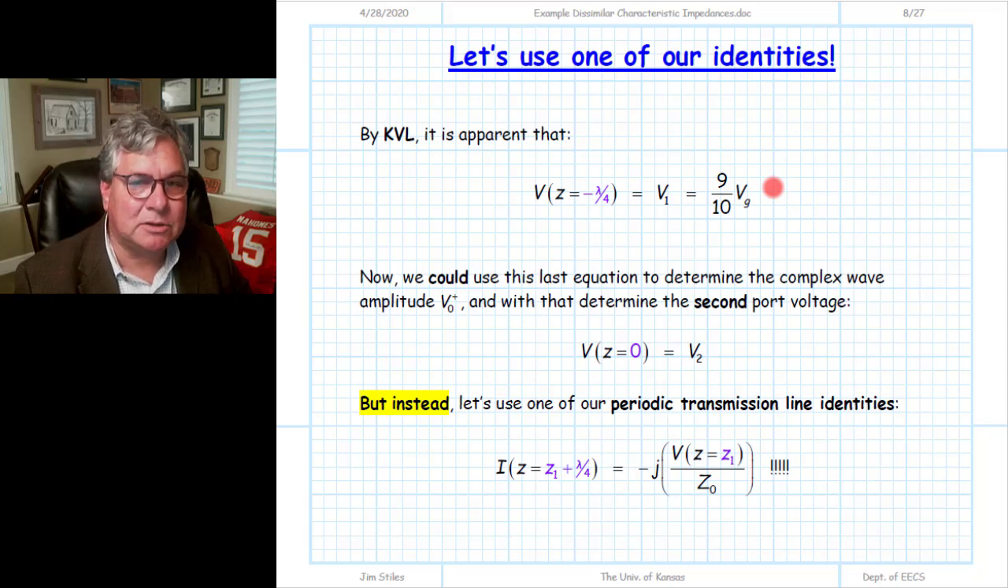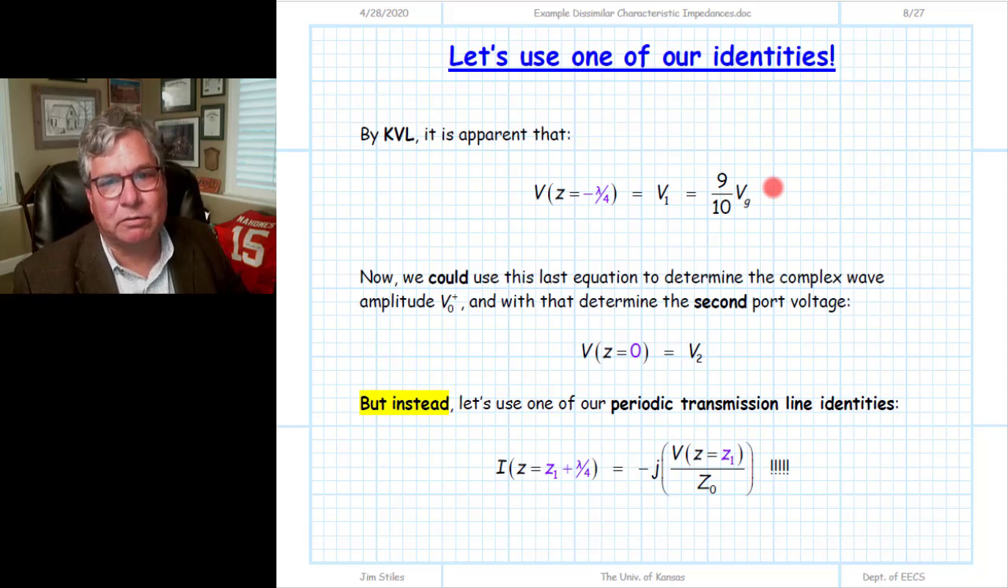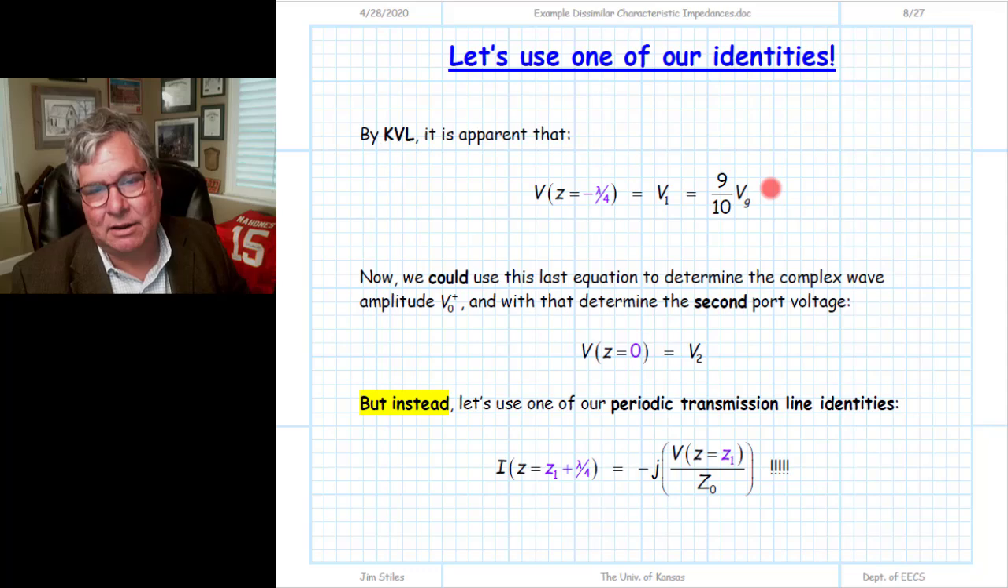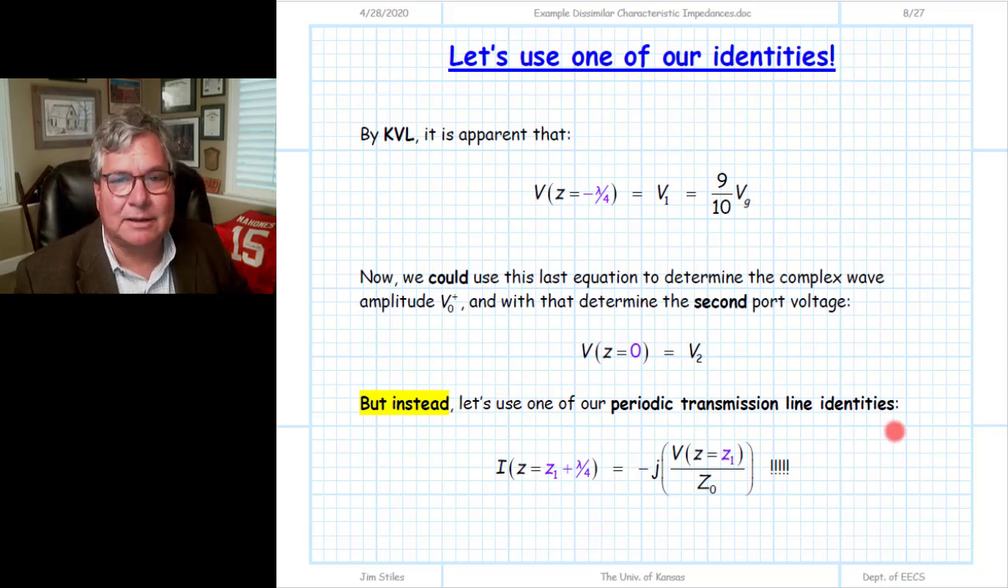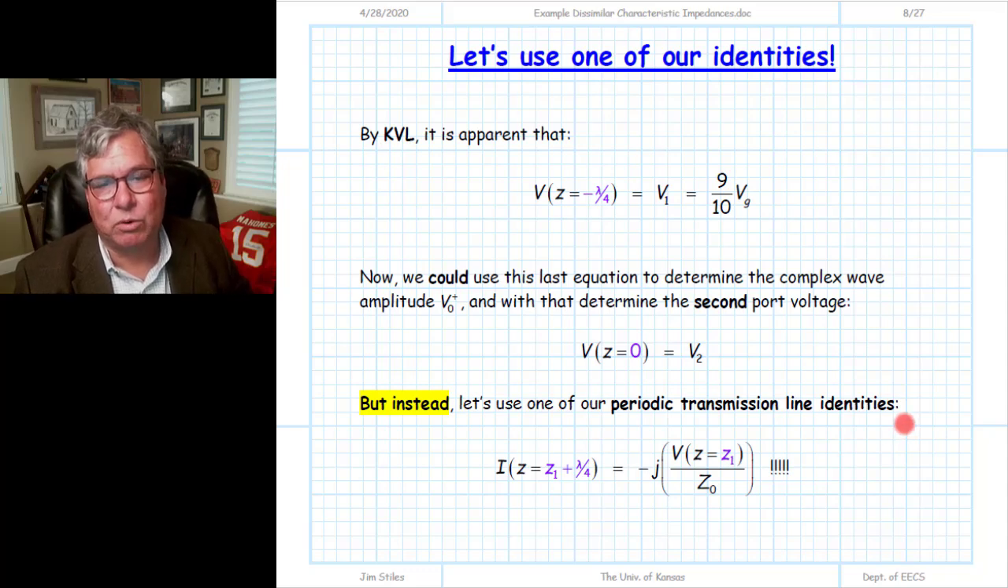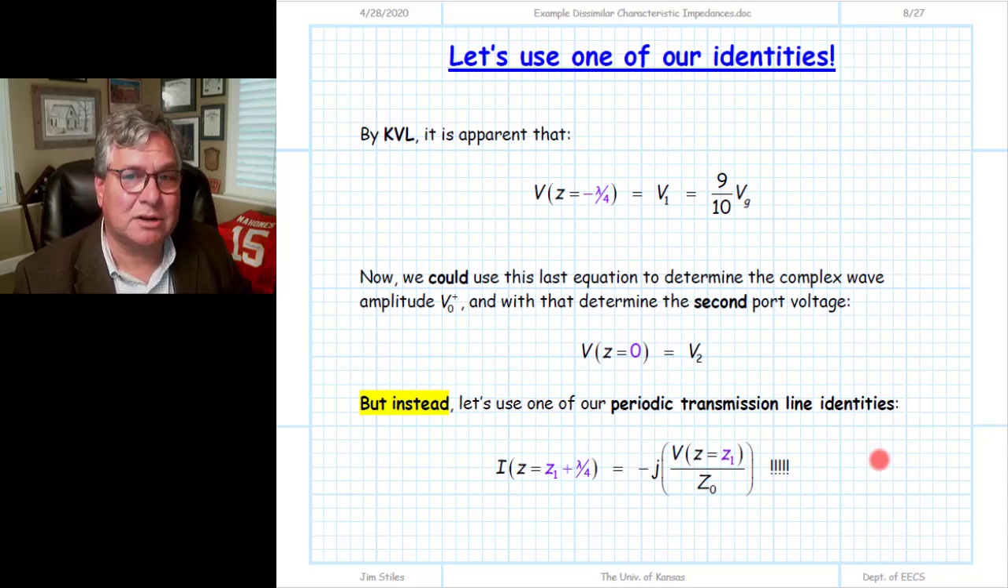But instead, because we have the special case of lambda over 4 in the length of the transmission line, we know we can use our periodic transmission line identities. And these are, again, very useful. If we have a quarter wavelength transmission line and I know the current on one end of the line, I can immediately determine the voltage on the other end. Or if I know the voltage on one end of the line, I can immediately determine the current on the other. I don't have to solve for boundary conditions. We don't have to determine wave amplitudes. We can immediately determine one from the other.